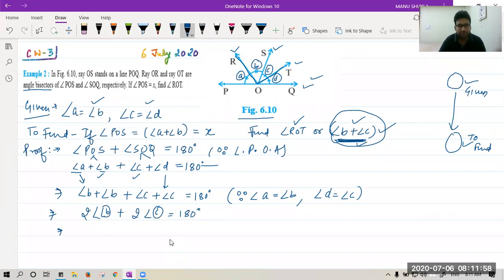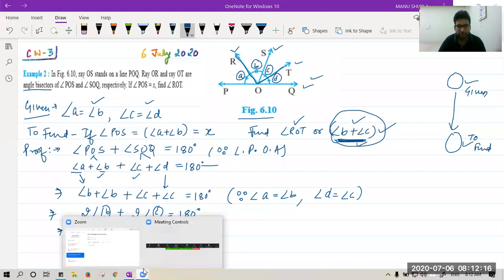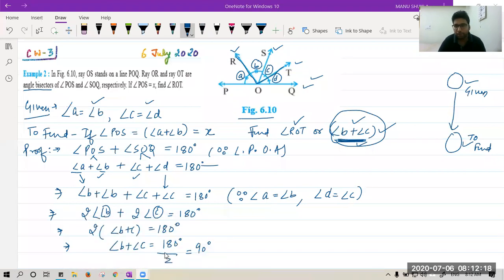So which finally makes it twice angle B plus C is equal to 180, and finally angle B plus angle C is equal to 180 upon 2, that is 90 degree. So we have found angle B plus C is equal to 90 degree. I hope you got this.